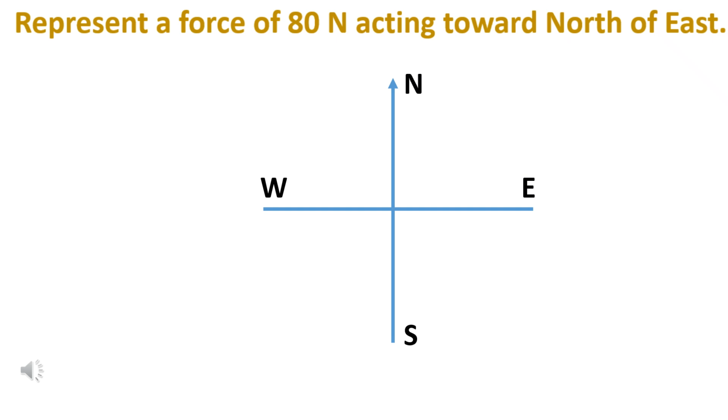First, let's establish our coordinate system. We can see the standard compass directions marked: north pointing up, east pointing right, south pointing down, and west pointing left.